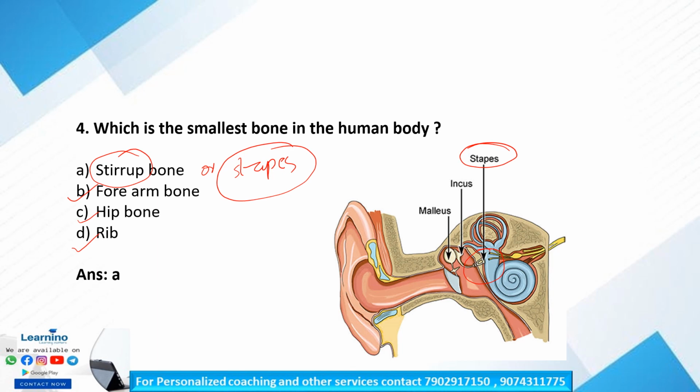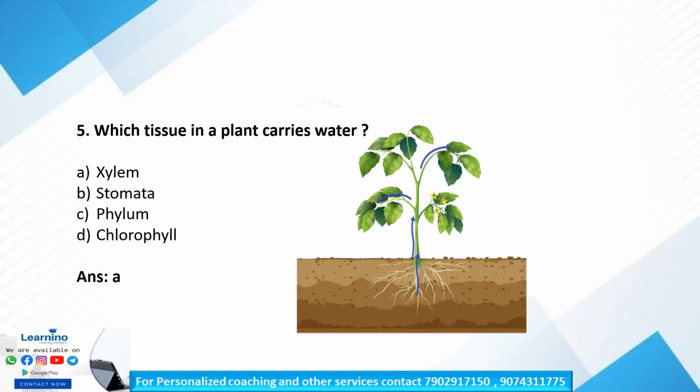So next question, question number 5. Which tissue in a plant carries water? What are the options? Option A xylem, option B stomata, option C phloem, option D chlorophyll. So the correct answer is option A, xylem.